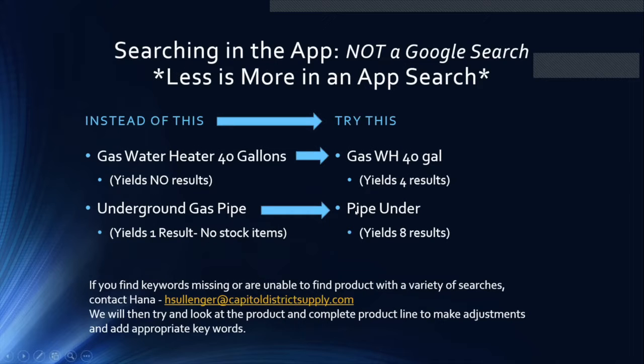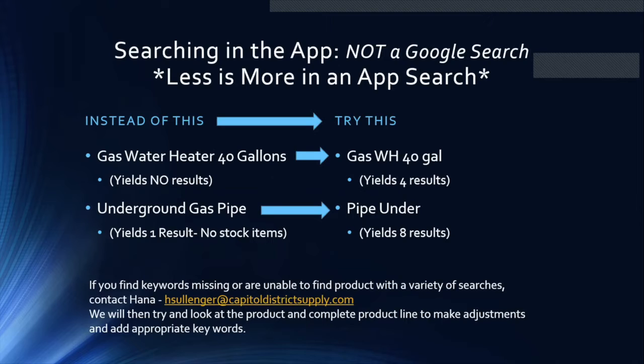So let's get into the app. The first thing that we run into with the app that is different from what people are used to, if you're, for example, shopping on target.com, is searching within the app is not like a Google search. The biggest, easiest thing is less is more when using the app.